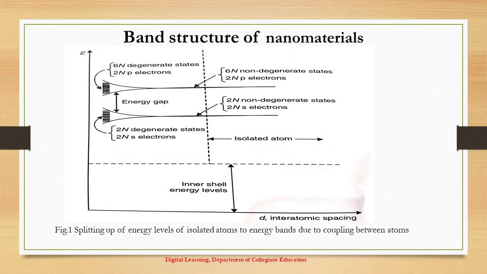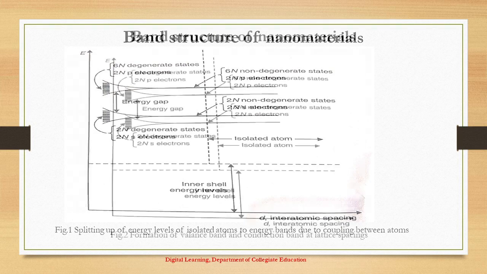Symbolically, it shows the splitting of energy levels from isolated atoms into energy bands due to coupling between the atoms. When two atoms are coupled, this is the energy gap between the valence band and the conduction band. This is the energy difference. So the 6N states and 2N p electrons are here. The 2N degenerate states are this, and the atoms are present like this.